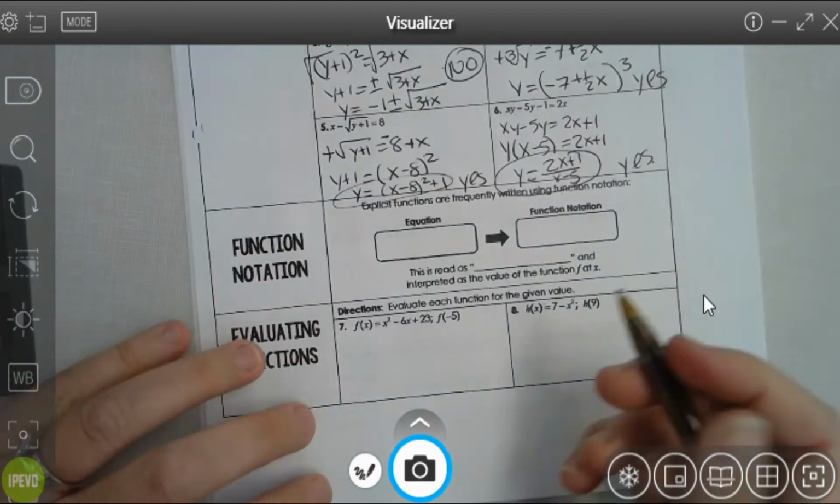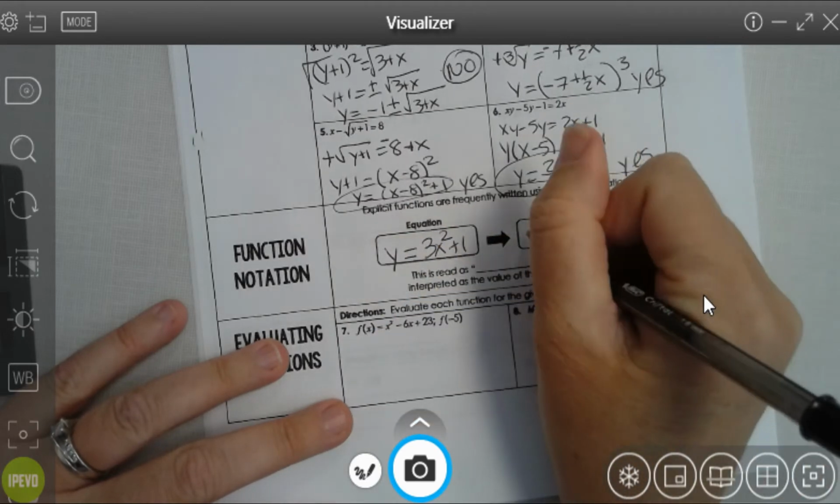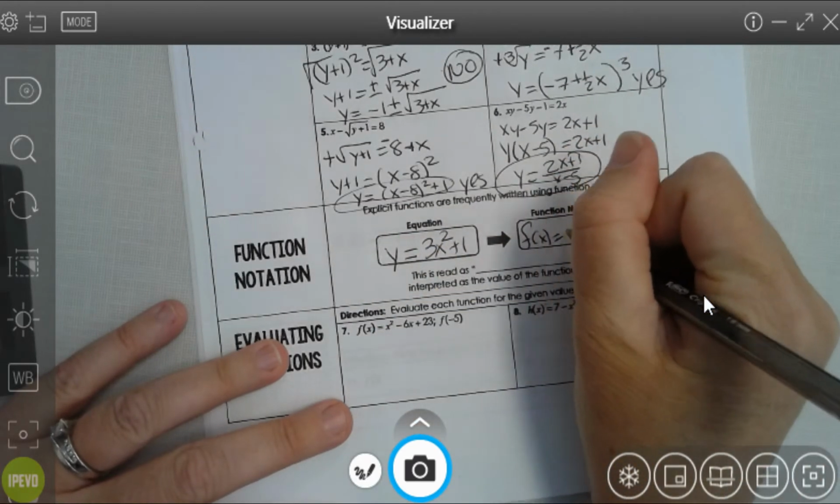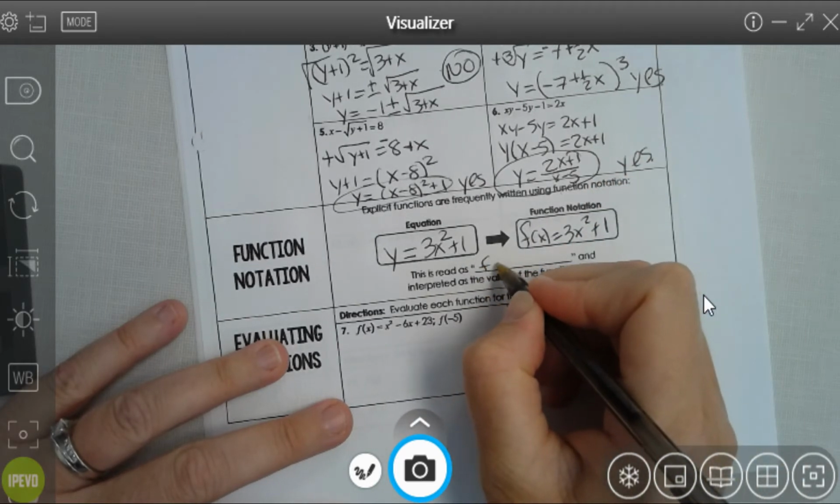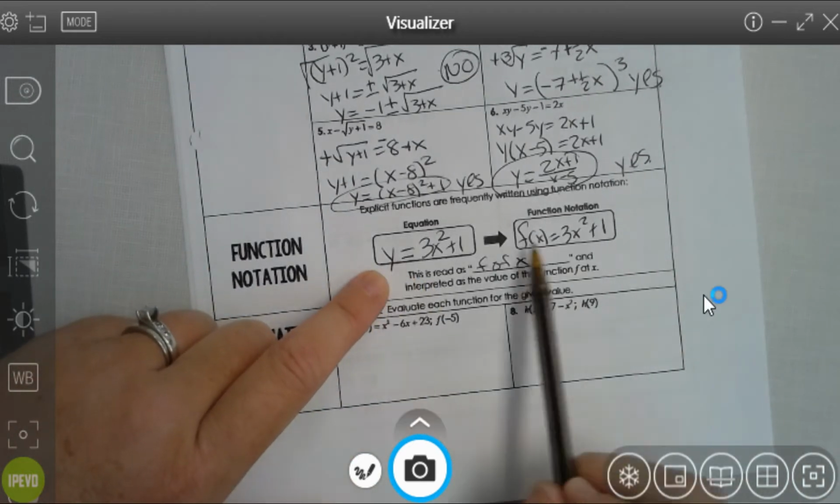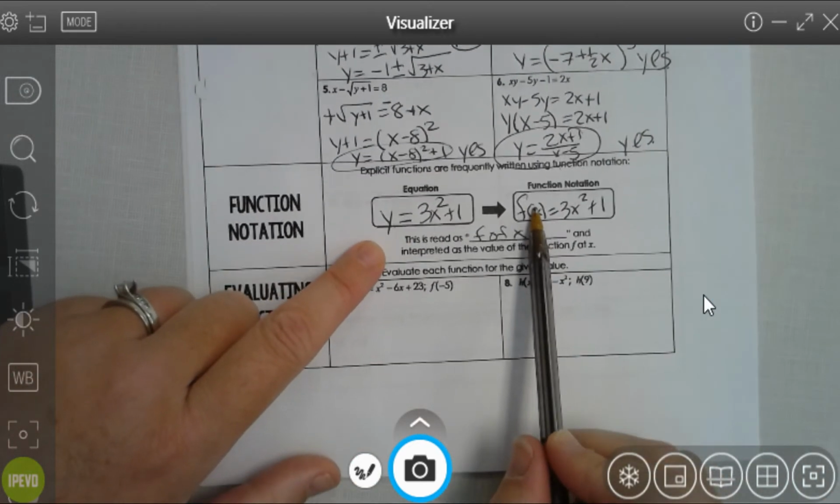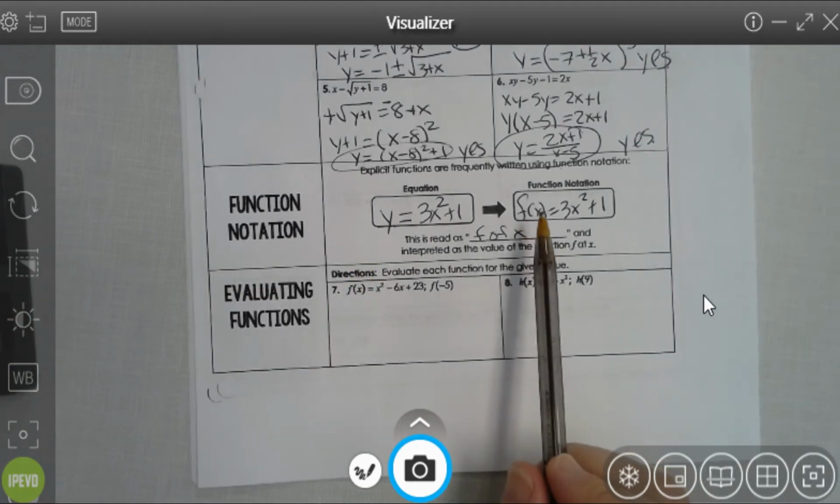So function notation. So if we have an equation, we can say y equals 3x squared plus 1. So function is just f of x equals x squared plus 1. So it's read as f of x. And really, this is a difference between just like y equals f of x. It's just a stronger notation. That's why we like function notation. You're saying that it is actually a function here.